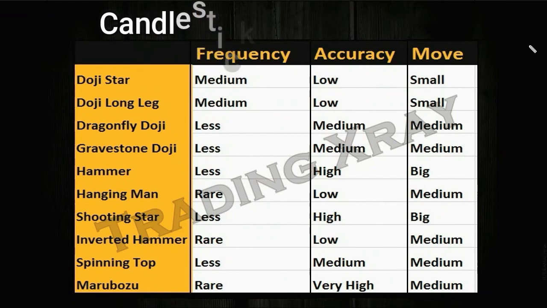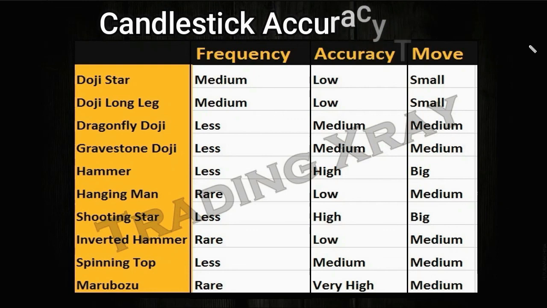I hope you watched the whole video without skipping and understand the concepts of single candlestick patterns.